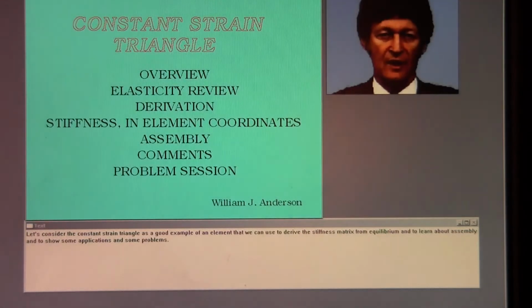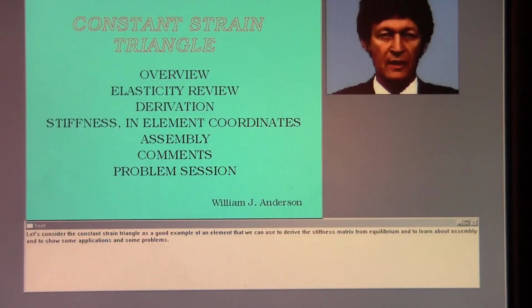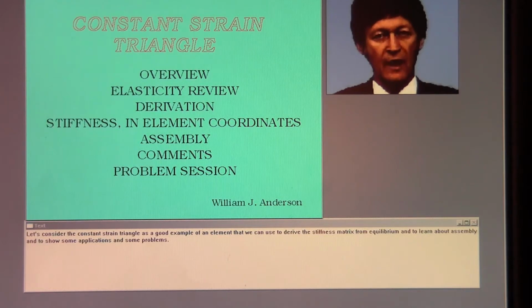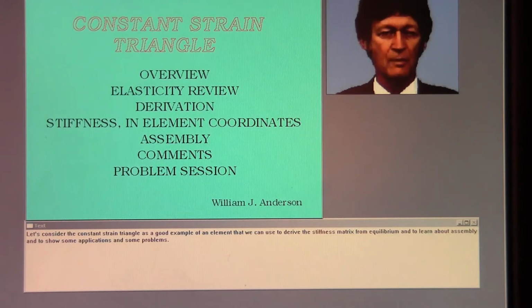Let's consider the constant strain triangle as a good example of an element that we can use to derive the stiffness matrix from equilibrium, and to learn about assembly and to show some applications and some problems.